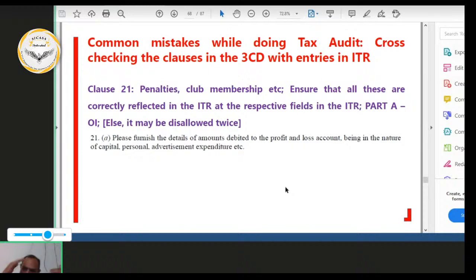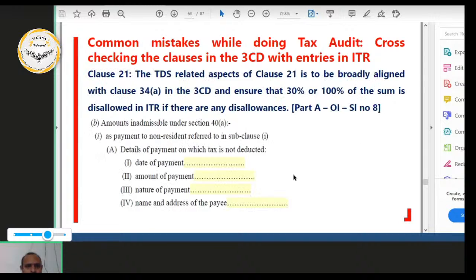Club membership, because the ITR utility gives so many columns. Club membership, penalty for law, penalty for others, etc. Item wise it has given. So to the extent possible, wherever data is available, fill up separate columns. Don't club and don't throw everything in the dumping yard. Otherwise it will be subjected to double disallowances.